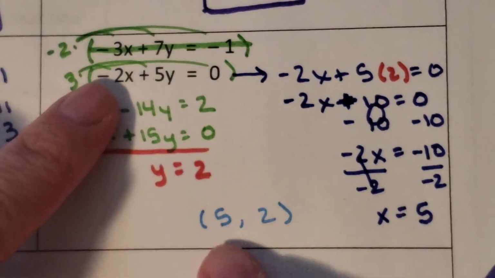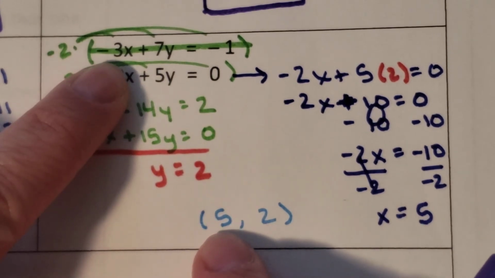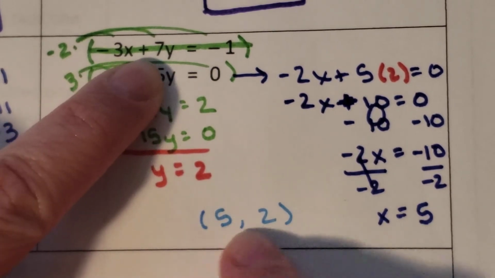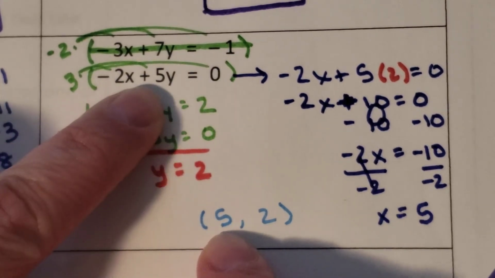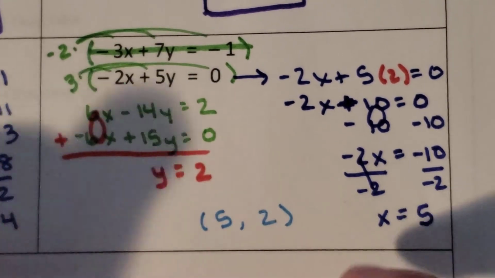These are getting more complicated to sub in. Negative 3 times 5 is negative 15 plus 14 is negative 1. Negative 10 plus 10 is 0. Yeah, that's good.